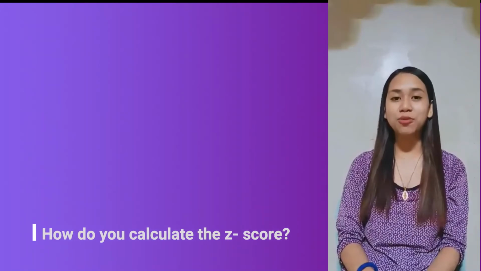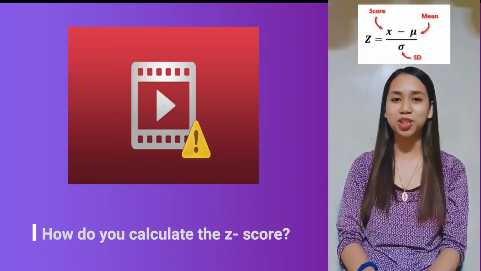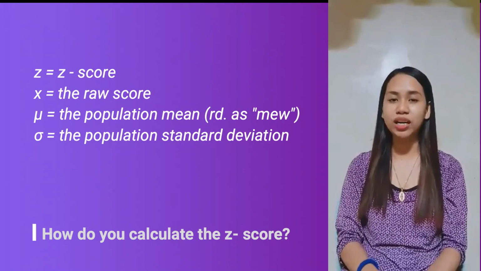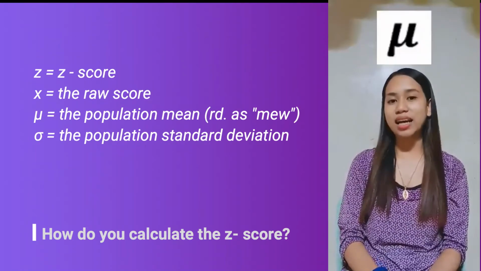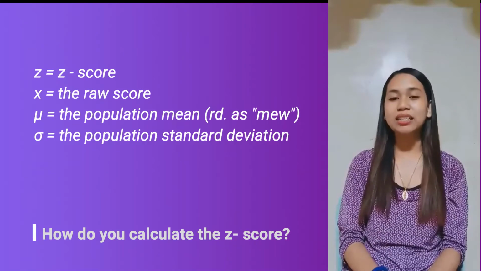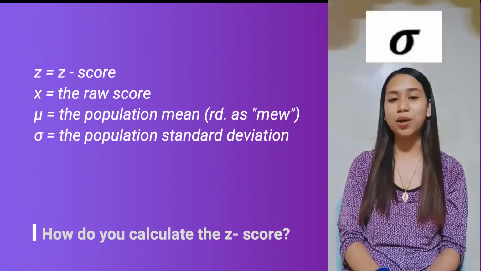Today I will teach you how to calculate a z-score. The formula for calculating a z-score is z equals x minus mu divided by sigma, where x is the raw score, mu is our population mean, and sigma is our population standard deviation.